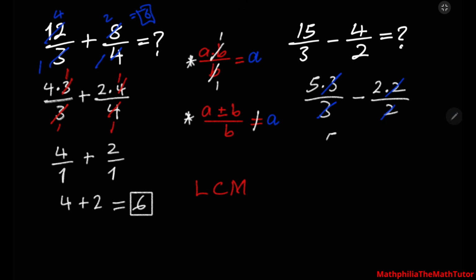So we have 5 remaining here, minus, and then for here we have 2 remaining, minus 2. 5 minus 2 is 3. And this is the final answer to this question.